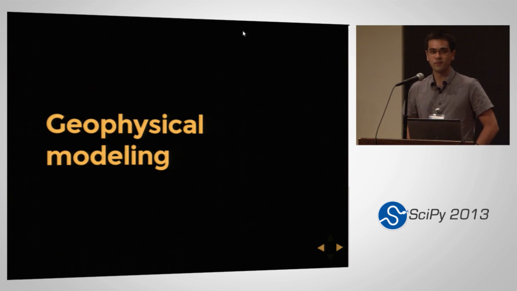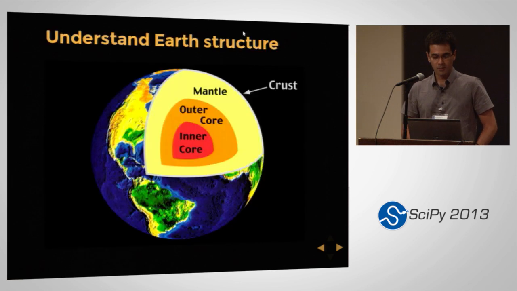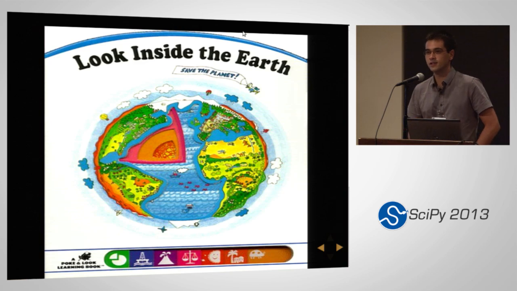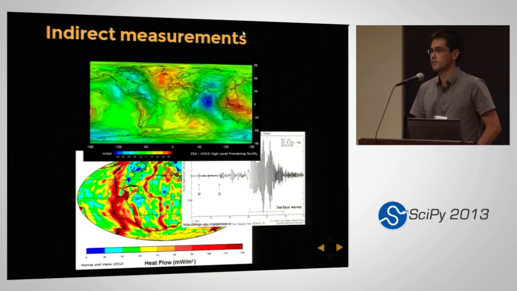Since probably most or all of you are not geophysicists, I'm going to have to talk a bit about geophysical modeling. The goal is to understand what the Earth's structure is, how Earth processes work, and what's going on beneath the surface. But unfortunately, we can't really look inside, except for very shallow wells, which go up to at most 15 kilometers or something. We can't really know what's inside. So the way we do that is with indirect measurements.